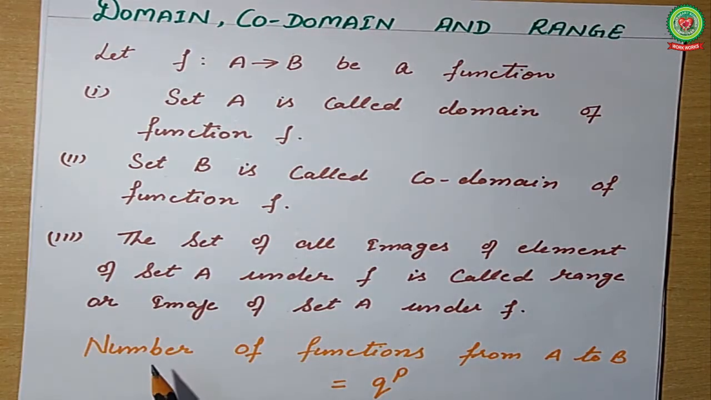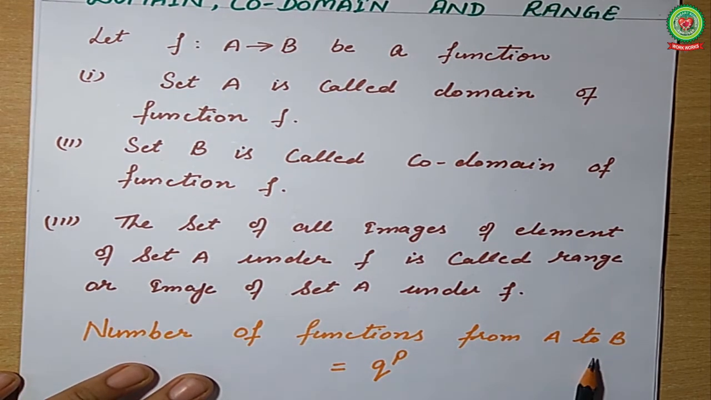Now, how can we find the number of functions from one set to another set? If I am talking about the number of functions from set A to set B, the formula is q raised to the power p. Here q is the number of elements of set B and p is the number of elements of set A.